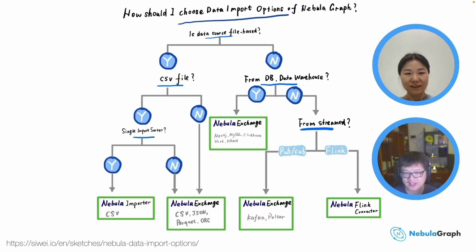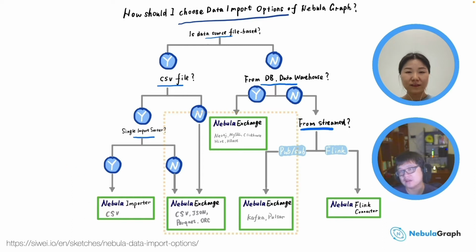So basically there are three of them. The first one is called Nebula Importer. It's coded in Go and it's serverless. That is, it's a headless binary package, a single file you can call from any Linux server to enable the import of data from a CSV file to Nebula Graph.